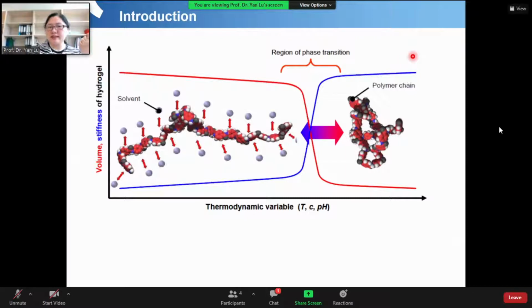These are two different phase transition behaviors. When it goes from the swollen state to the collapsed state, like the red line here, it is called LCST behavior. And if it is the opposite, the blue line here, then it is called UCST behavior. So it's like a lower temperature and an upper temperature. These are the two major different phase transition behaviors.